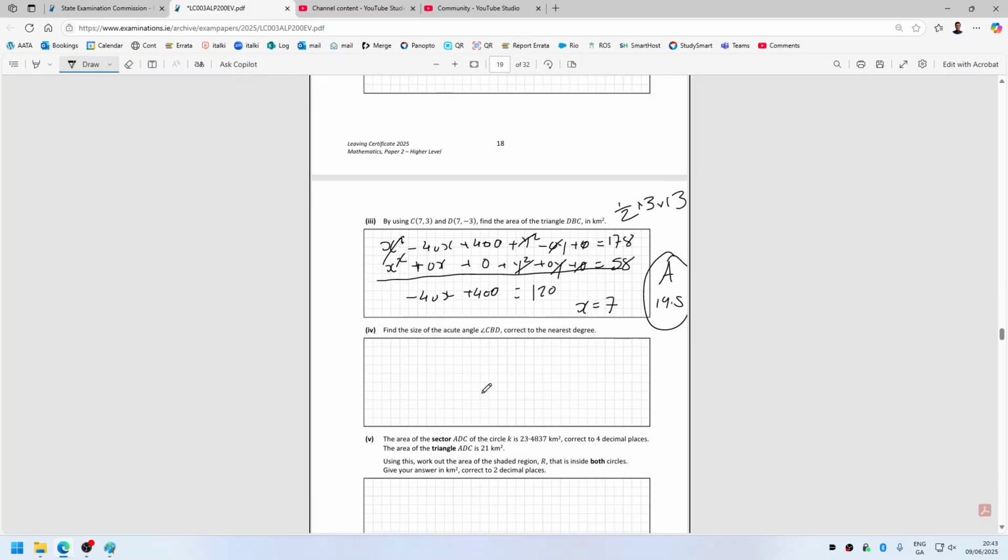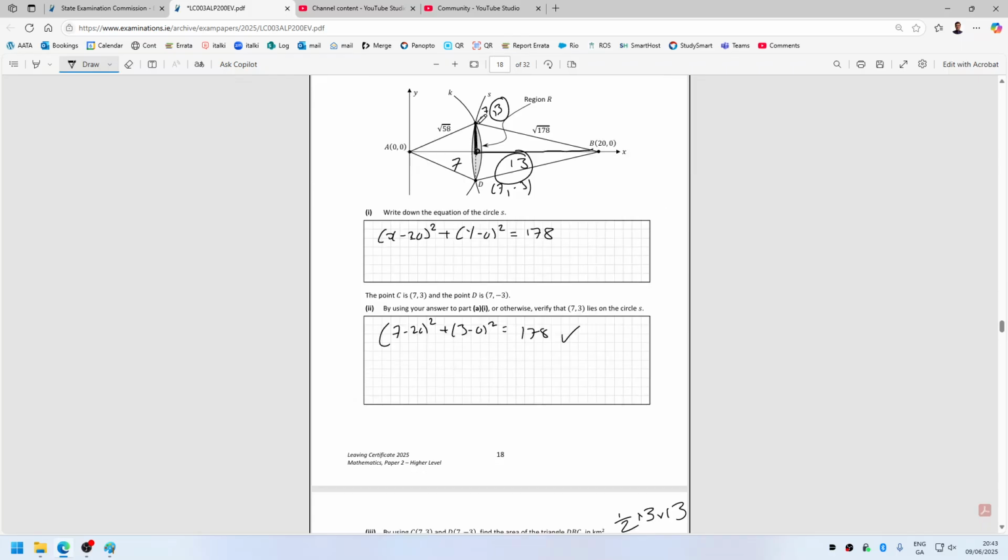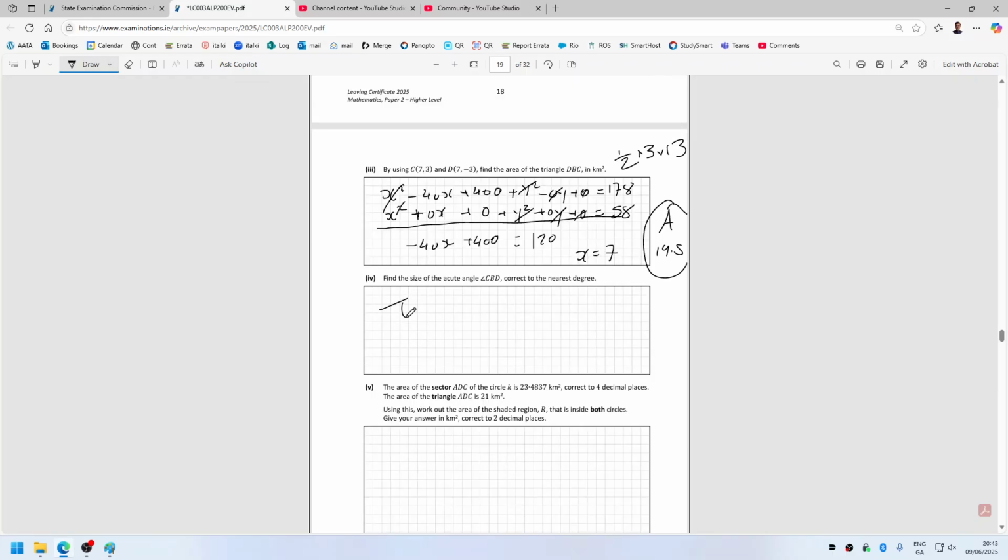Find the size of the acute angle CBD. Oh, well, if that's 3 and that's 13, it's just tan inverse 3 over 13. To the nearest degree, 13 degrees.